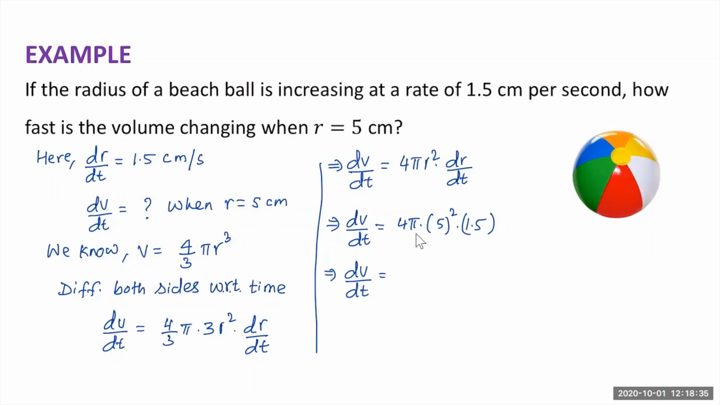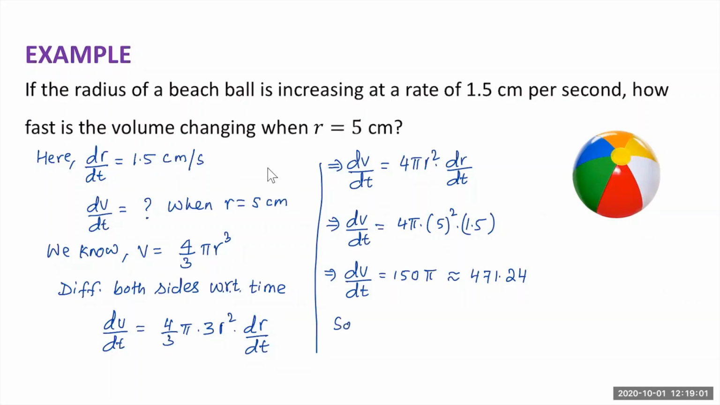So I get 150 pi. And then if I plug in the value of pi and simplify, 150 times pi in our calculator, it should be 471.24. So that is the change in volume with respect to time, or you can also say the rate of change of volume.